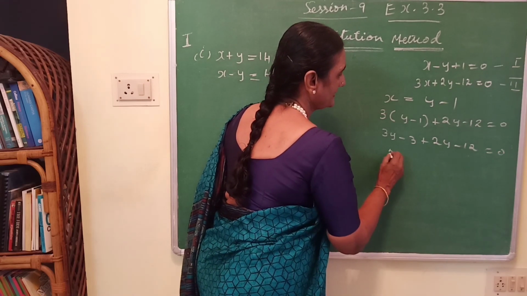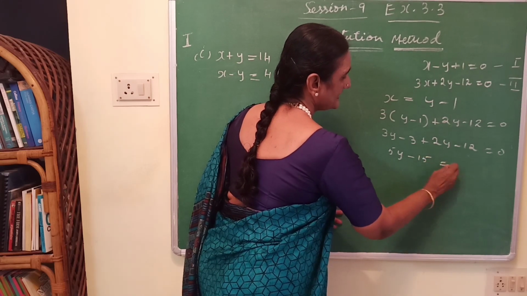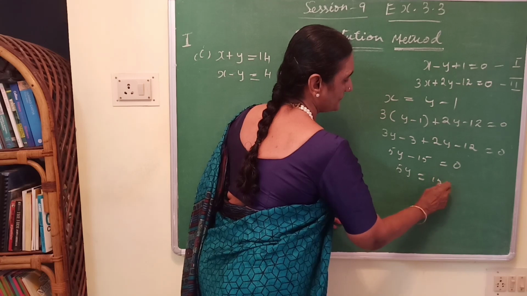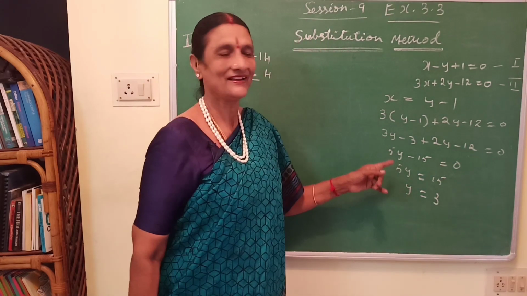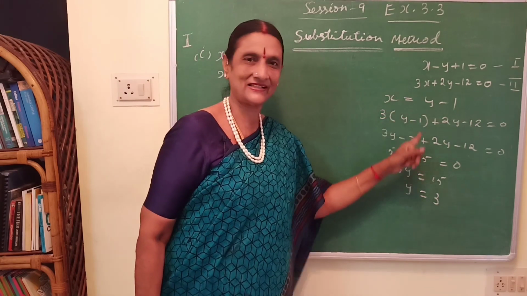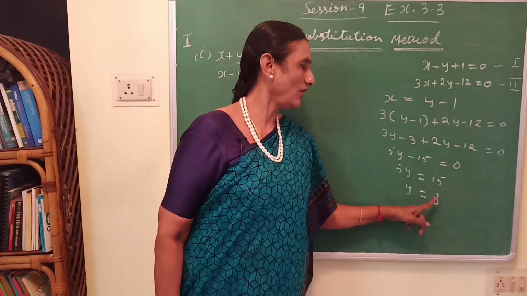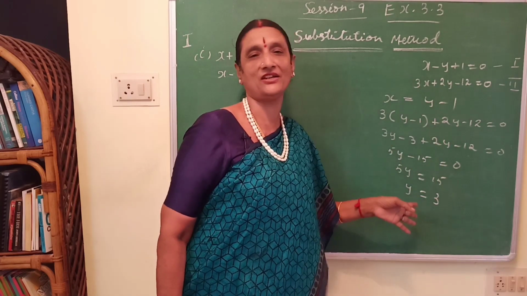So you will get 5y minus 15 is equal to 0. So 5y is equal to 15, y is equal to 3. Are you understanding? So by proceeding with these steps, finally we got the value of y as 3. Now what are we to do? The y value we have to substitute in any one of the equations.